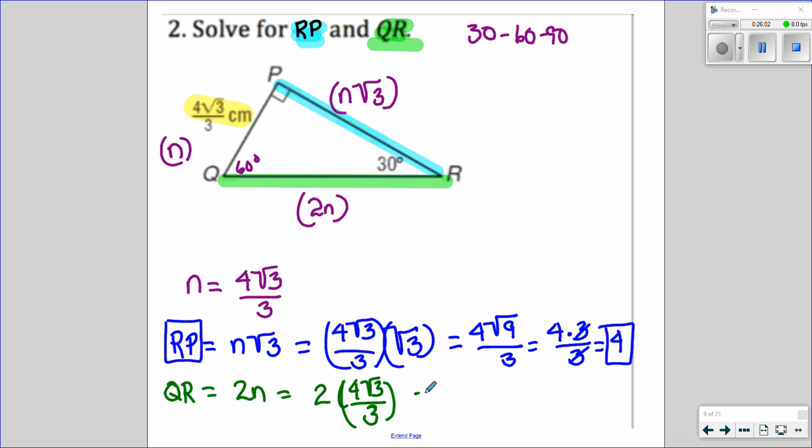Let's multiply. All right, so now we just multiply straight across. So we got 2 times 4 is 8. And then you just leave the radical as is, and it's over 3. Nothing to reduce here. So then that's it. QR is equal to 8 root 3 over 3. And our RP is equal to 4. And we found our sides by using the side ratio for the 30, 60, 90 triangle.